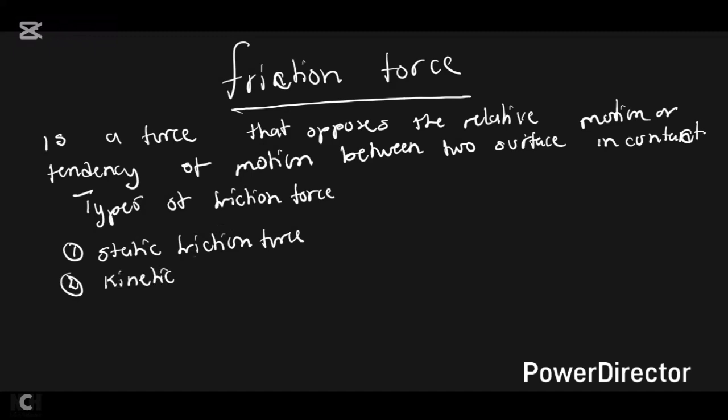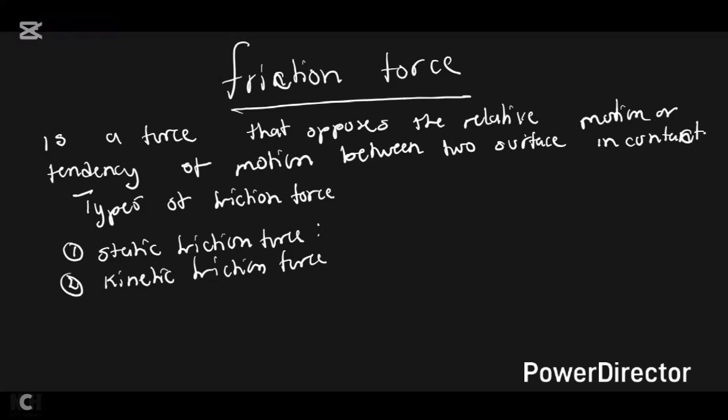For this video, we just concentrate on the two types of friction force, which are the static friction force and the kinetic friction force. So when you talk about the static friction force, what do you really mean? This is the friction force that makes an object not move anywhere, even if a force is being applied to it. It will try by all means not to make the object move.